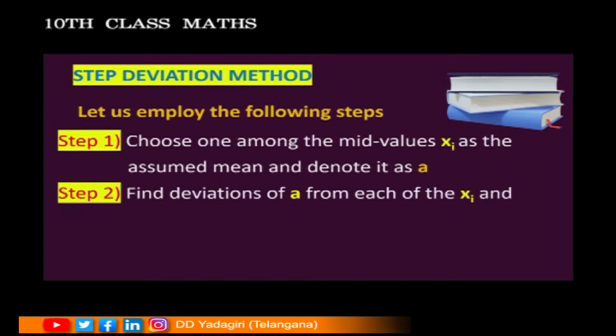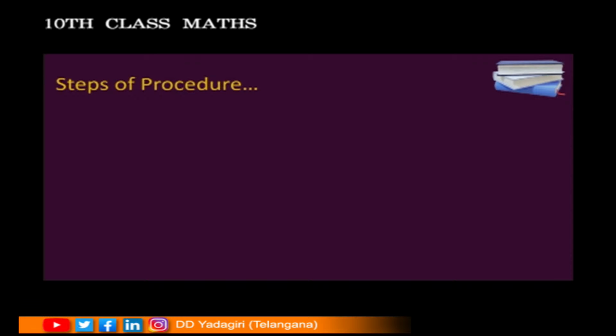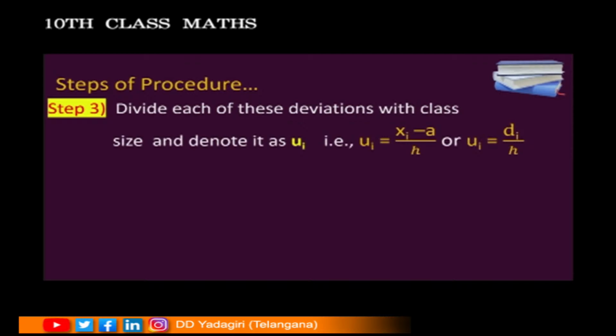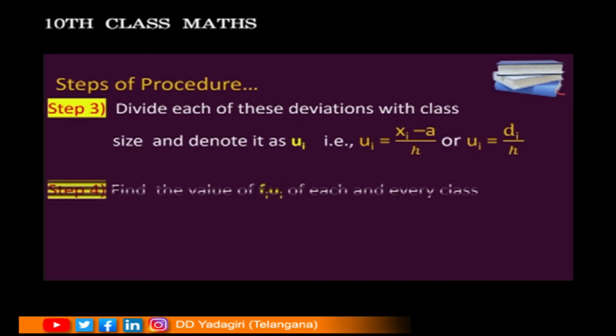Find the deviation of a from each of the xi and denote it as di. So di is nothing but xi minus a. The third step we are going to take is to divide each of these deviations by the class size. The class size you have taken as h, and denote the result as ui. So ui is equal to xi minus a divided by h, so ui is equal to di by h.